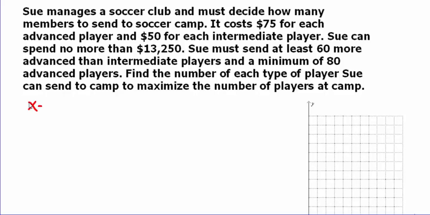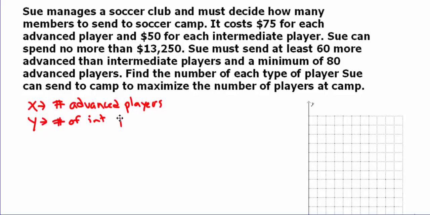So my first step is to define variables. And I'm going to say, well, what is it that we're going to end up trying to find? Well, we're going to try to find the number of advanced players. So I'm going to label that as X. We're also going to be looking for the number of intermediate players.